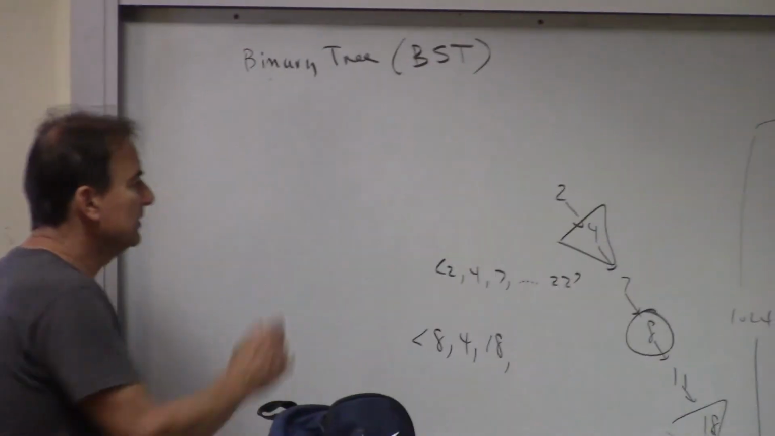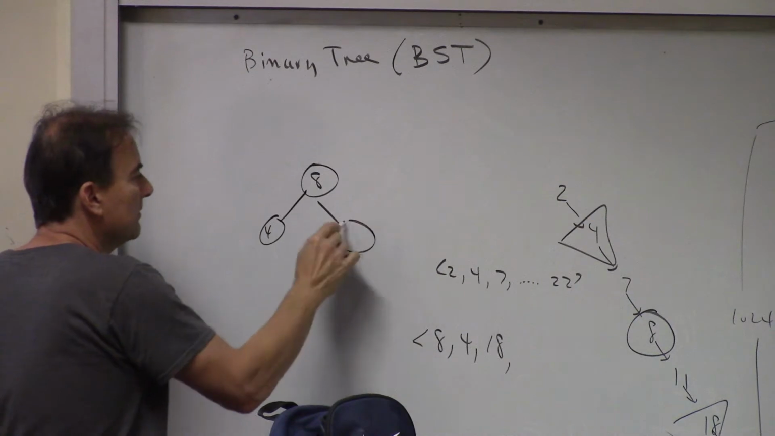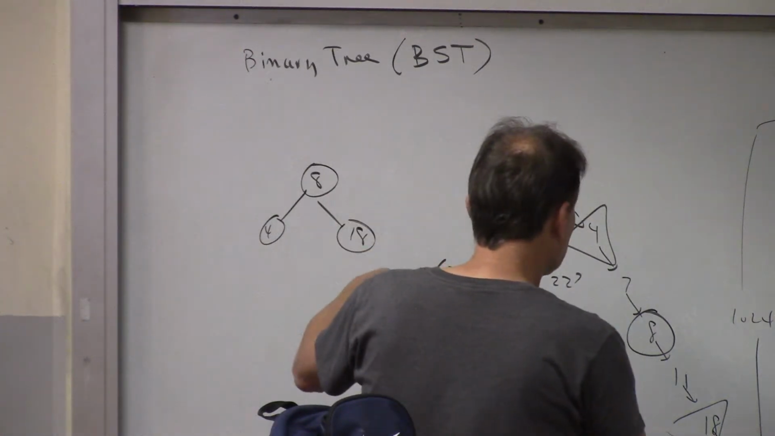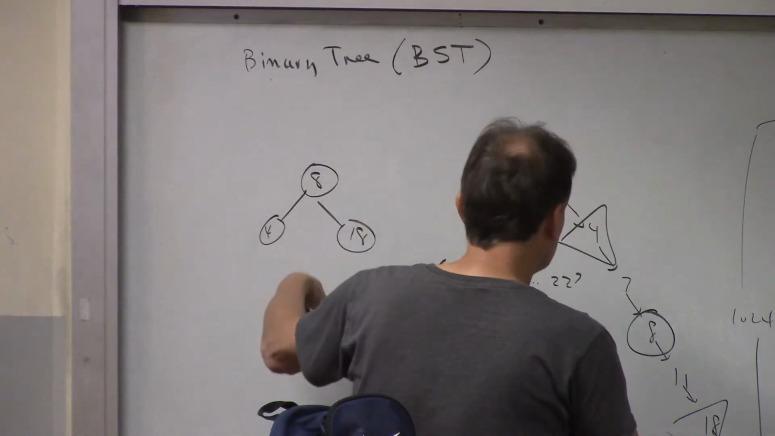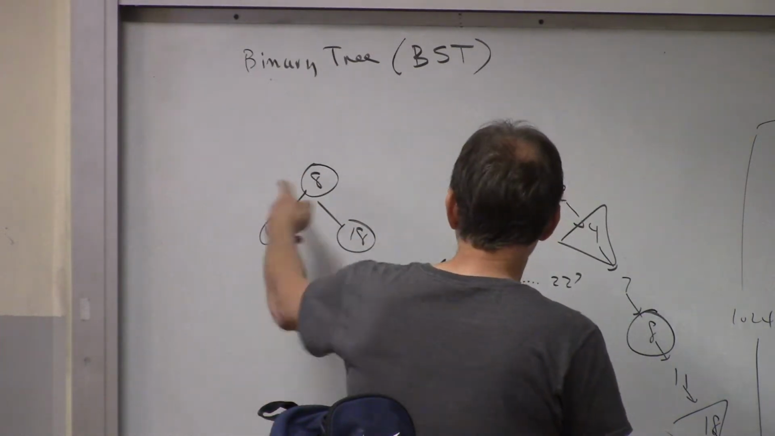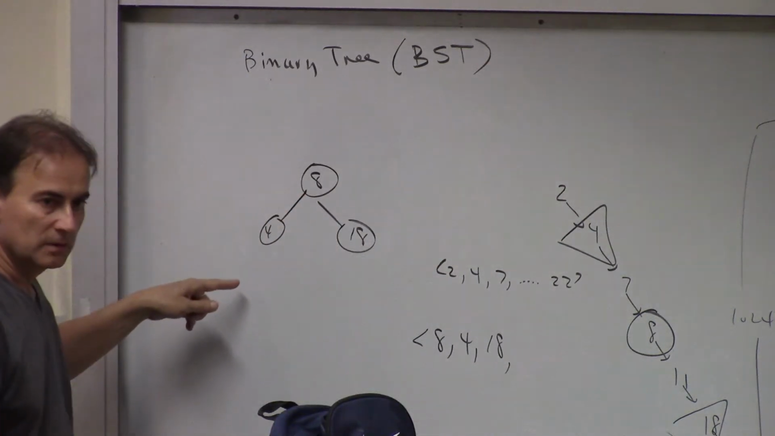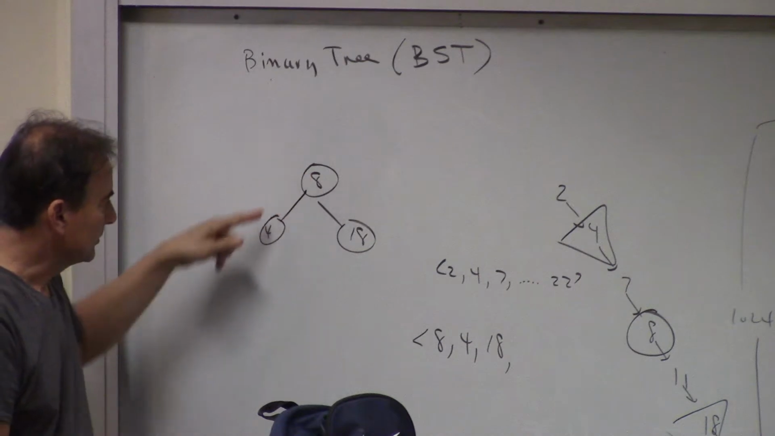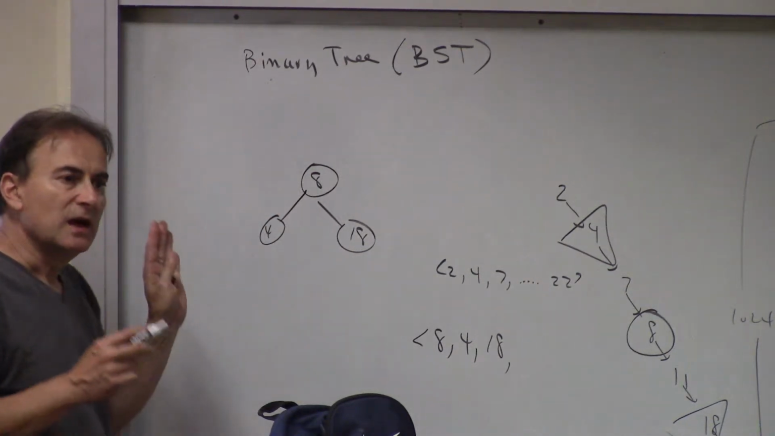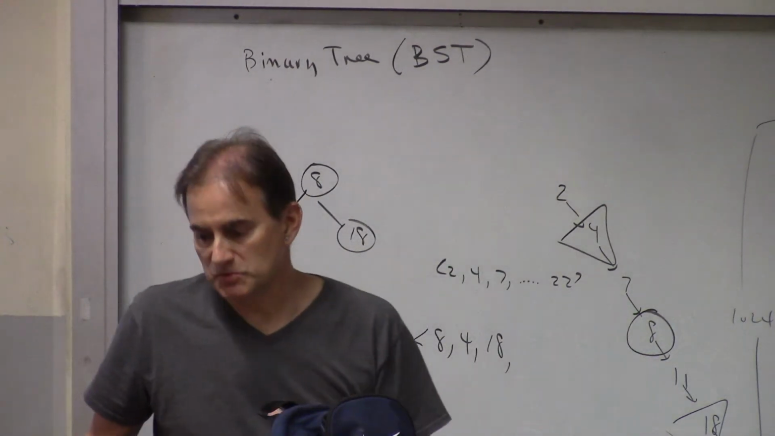Because if 8, 4, 18 come in first, you're going to have 8, you're going to have 4, you're going to have 18, and then what else you got? You got 22, well 22 is going to go here. You got 11, 11 is going to go here. How about 2 and 7? 2 is going to go here. How about 7 first? It's going to go here. So you can see that the sequence of insertions determines the shape of the tree.